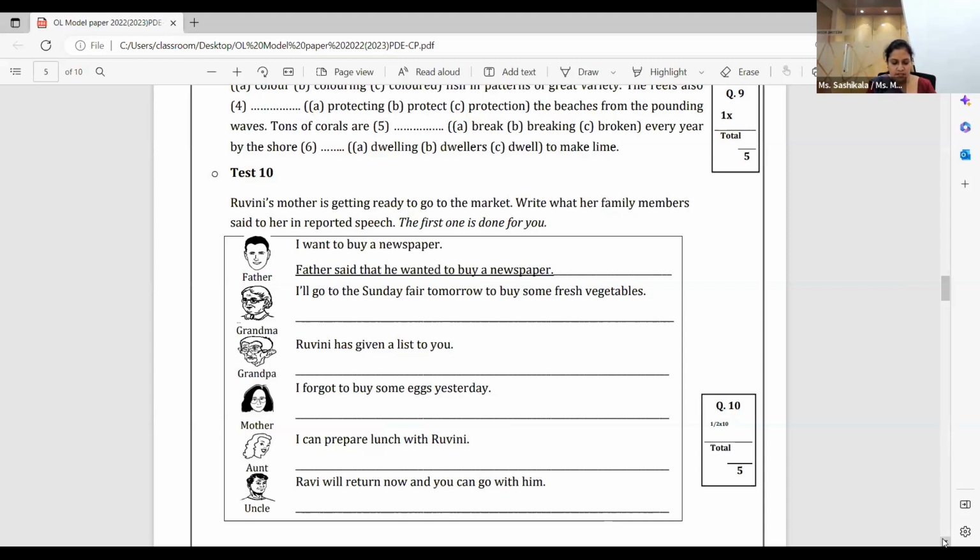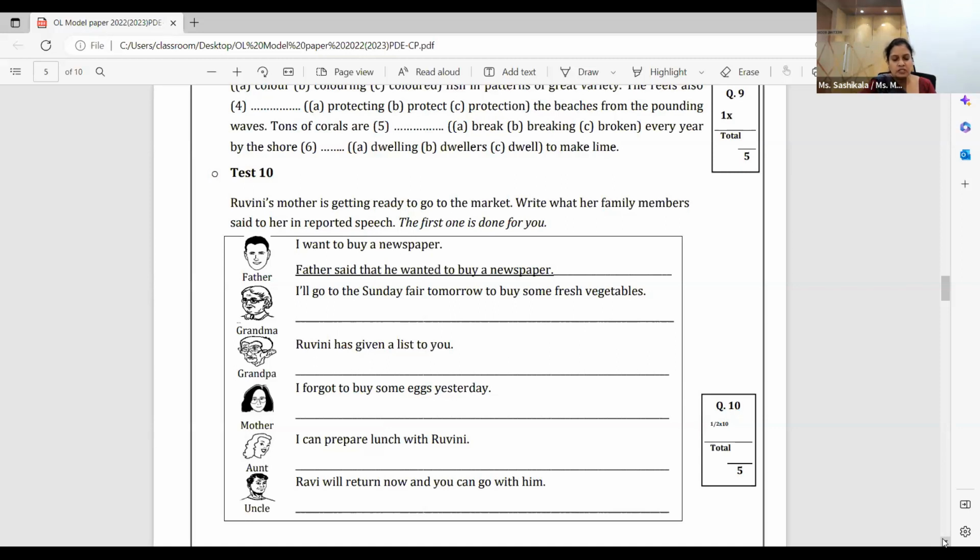Now, when you get a question like this, children, before you start writing the answer, it's better if you can underline the words that should be changed when you are reporting what the other person said. So now, as an example, one example has been given. Let's go through it. I want to buy a newspaper. Now, it is in direct speech. Now you have to put that into indirect speech. There you have to add father said and that. Who has said that? The father said that. Okay. So what are the words that you change in the direct speech sentence?